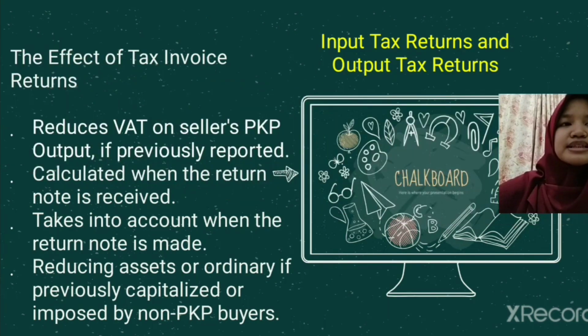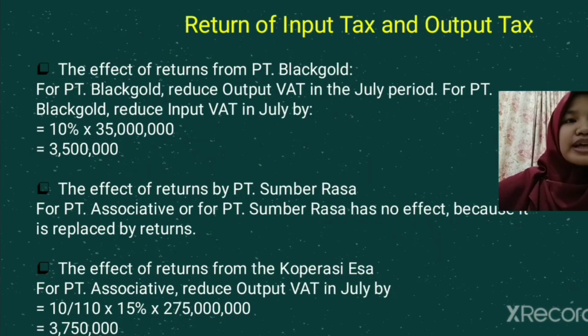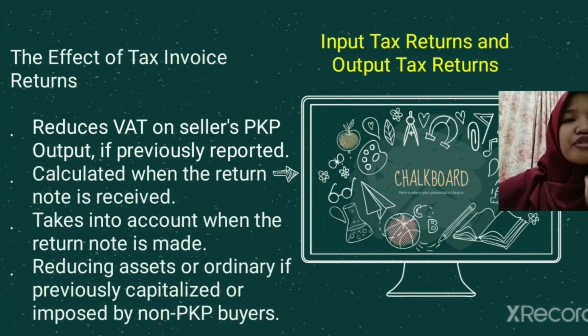Next, input tax returns and output tax returns. Return of input tax and output tax, of course, have an effect on the invoice returns. What are the effects? First, reduce VAT on the seller PKP's output if previously reported. Next, calculated when the return note is received. Third, taken into account when the return note is made. Last, reducing assets or expenses if previously capitalized or imposed by non-PKP buyers.